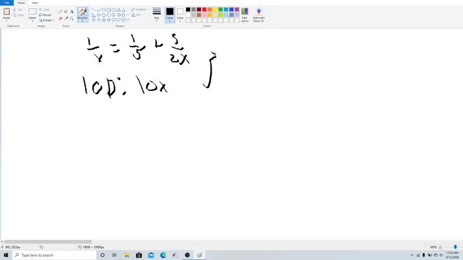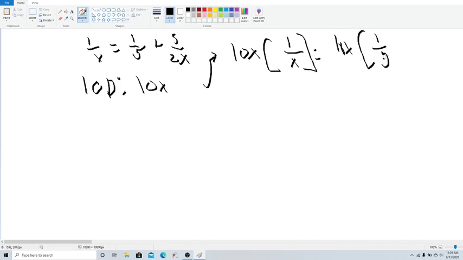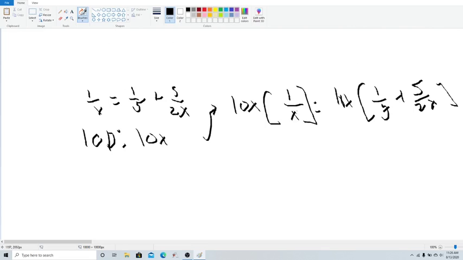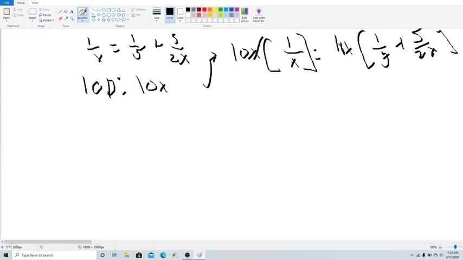Then what we're going to do is multiply the whole equation by 10x on both sides. So 10 times 1 over x is equal to 10x times 1/5 plus 5 over 2x. On this side, all we're left with is 10, because these x's cancel out.